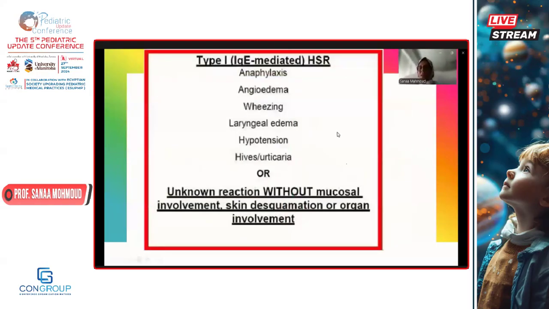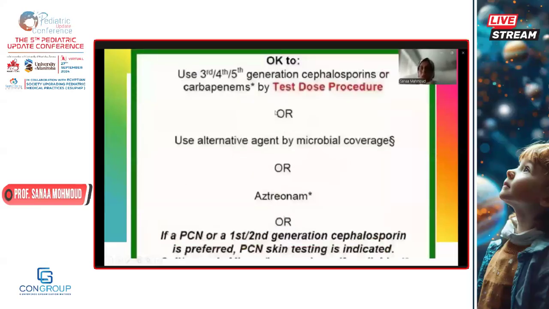Type 1 reaction, then this is the problem. The anaphylaxis, the angioedema, the wheezing, the laryngeal edema, hypotension, the hives and urticaria without mucosal lesion or without desquamation. It's okay to use third, fourth, and fifth generation, provided that you look at the table. And you can use carbapenem by test dose. Why? Test dose is a safety for you. I'm here to tell you that use 10% of the dose and wait.